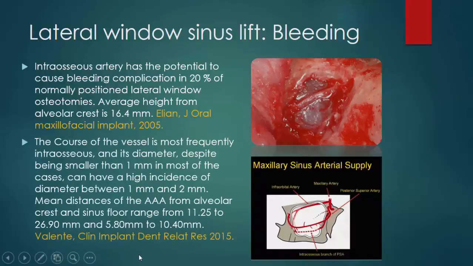Also, according to Valente in 2015, he showed that the diameter of this artery is about 1 mm, but sometimes it becomes 1 or 2 mm. When it is more than 1 millimeter, if we hit this artery, we end up with severe bleeding, so we want to avoid that.